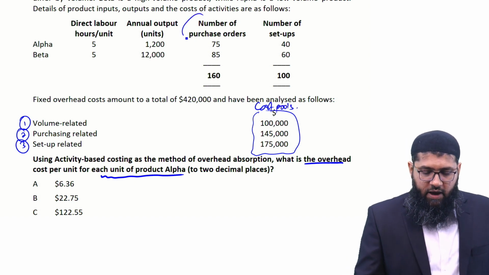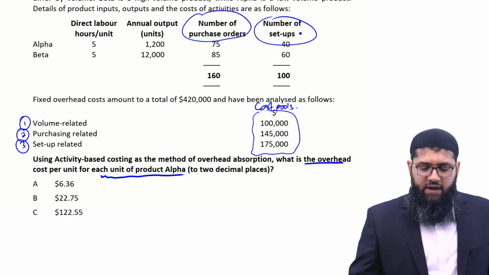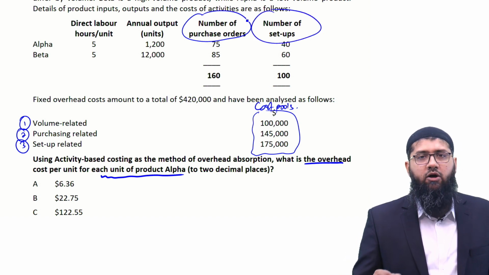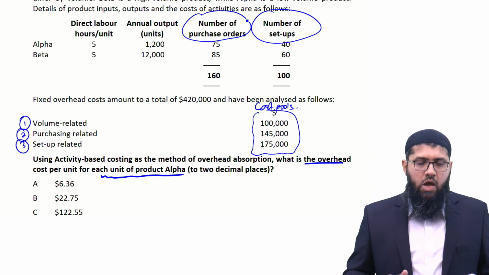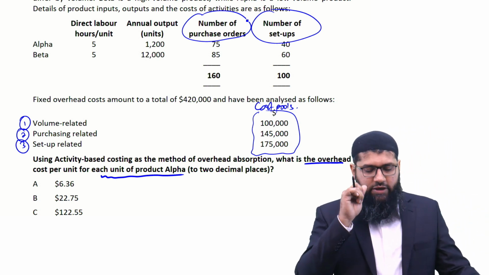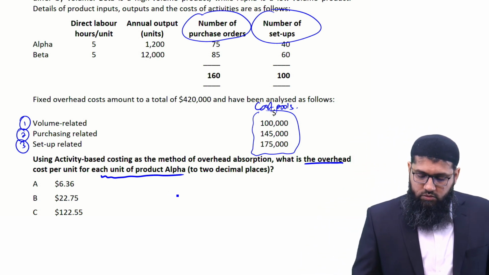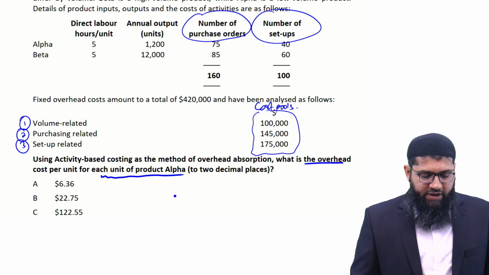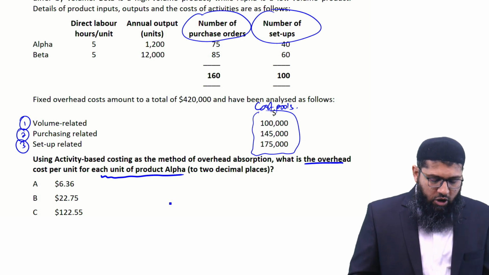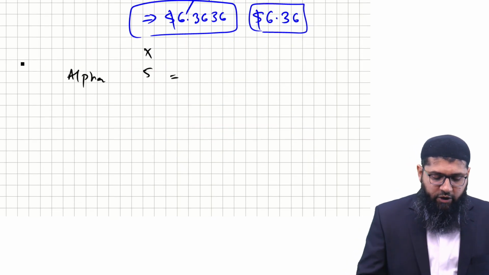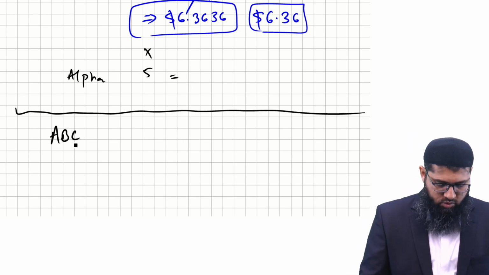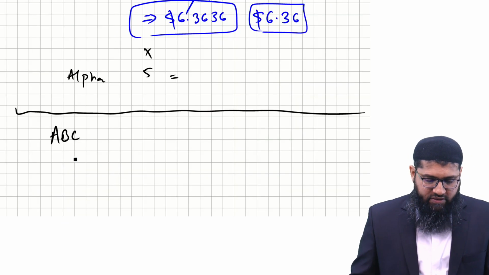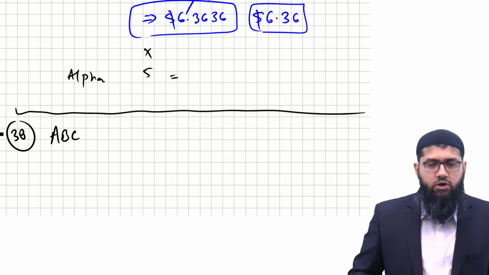Now these are the cost drivers. Try to understand something. You would simply do it like this: we need to calculate the cost per activity. If you have to apply activity based costing to it, this is question number 38. So what would you do?